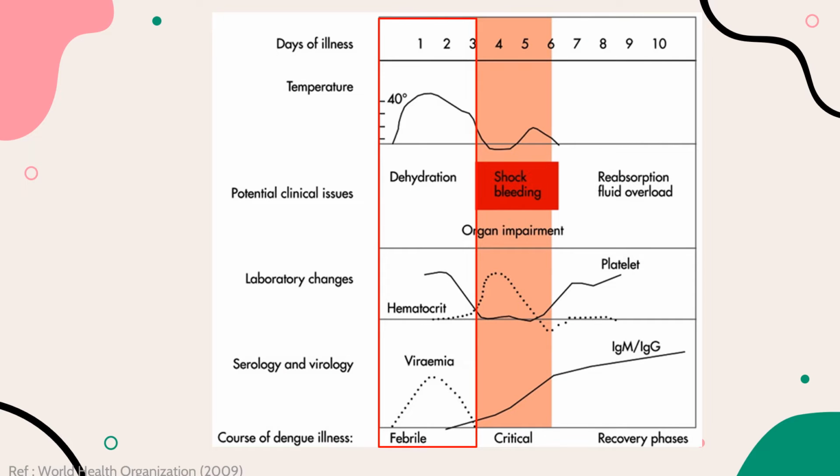In laboratory changes, it may be found that hematocrit is slowly increasing and platelet is slowly decreasing. In the serology and virology, it may be found viremia because of the infection.